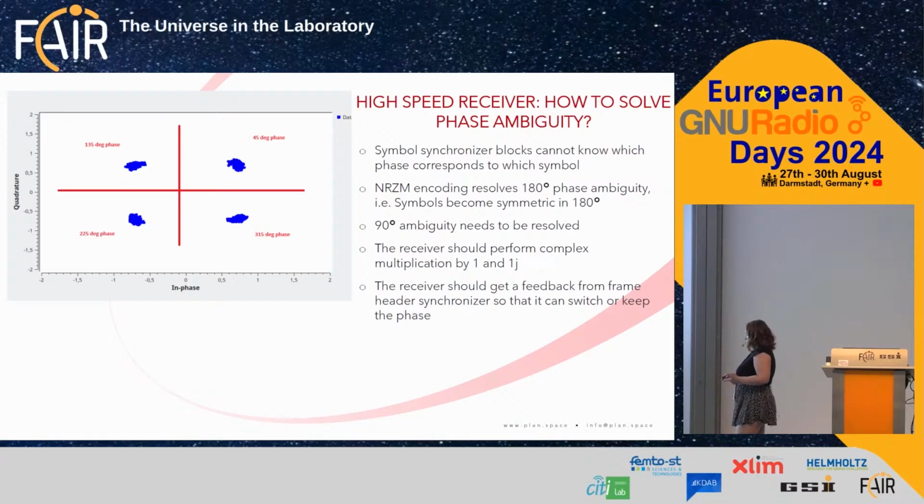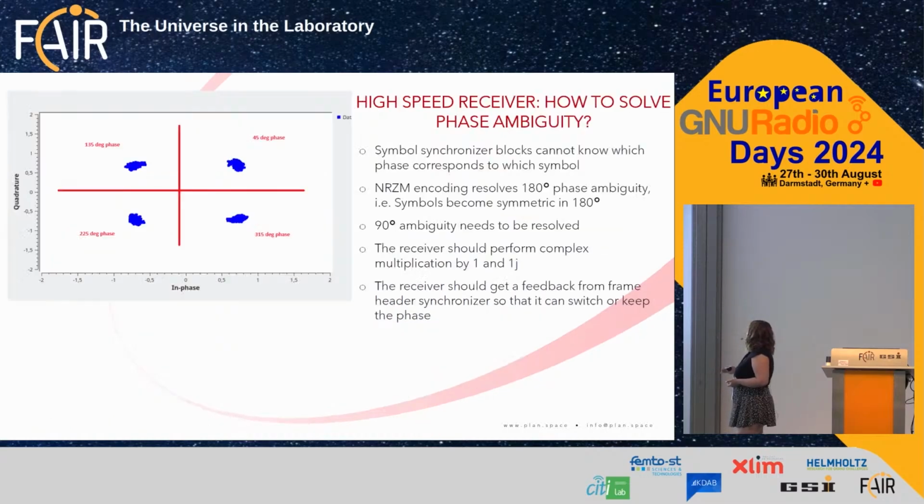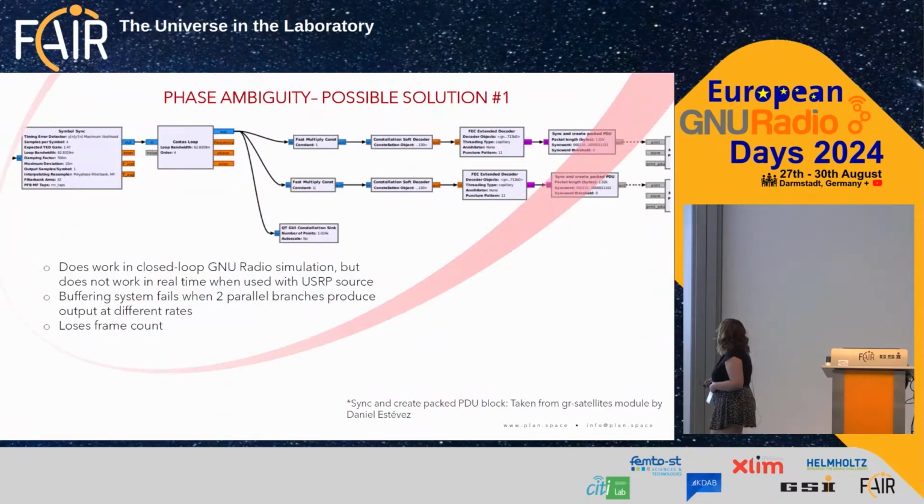How do we check it? We check it by syncing to our header, at the output of the frame sync here. I've got some possible solutions for it. It's straightforward, right? Logic says multiply it with 1, check one branch, multiply it with 1J, check the other branch. However, this does not work in GNU Radio 3.0.